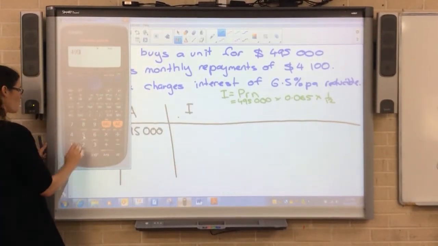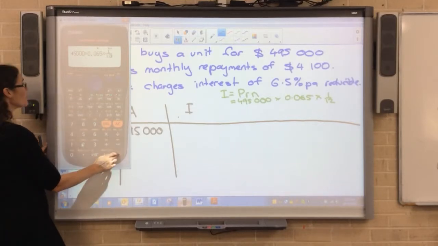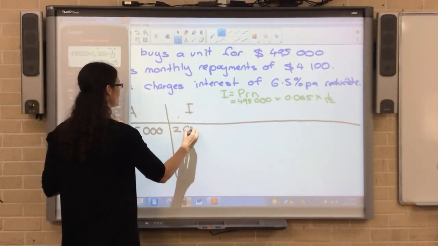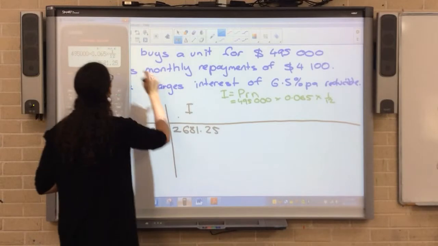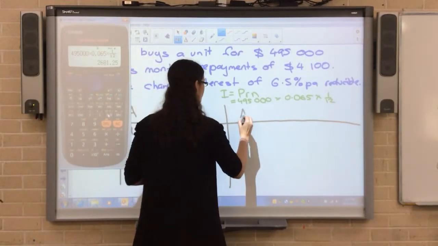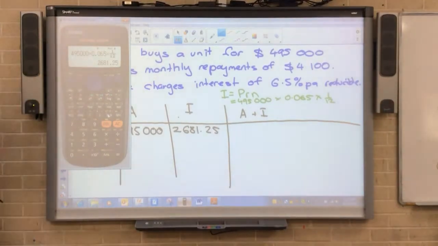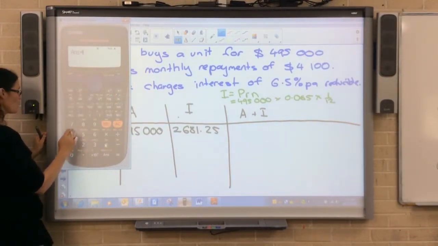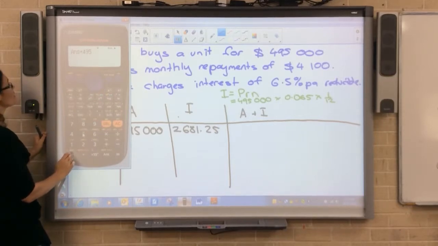So we do 495,000 times 1/12. So we get $2,681.25. So the interest is going to be charged. So now I owe the bank more money, or Connor owes the bank more money. Okay, Connor owes the bank more money, so he's going to pay this interest, plus he still owes the $495,000.